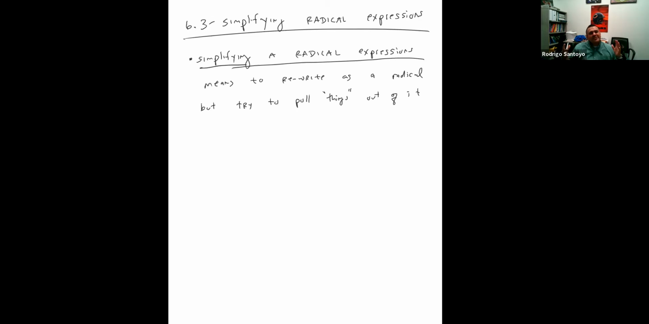Let's try to pull some things out. And this can easily be done by factoring. Woohoo! Factoring comes back into life. It's an easier form of factoring, not as complex as what we were doing in the previous test.